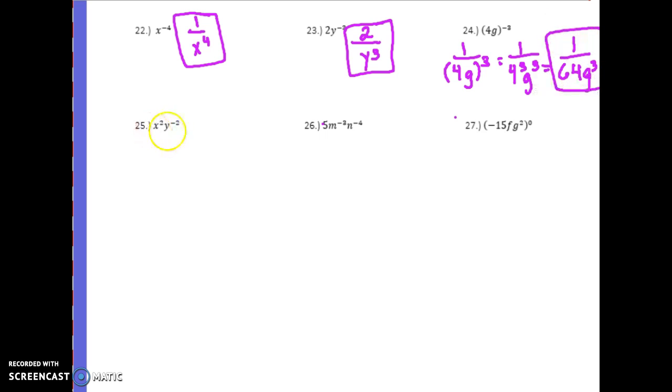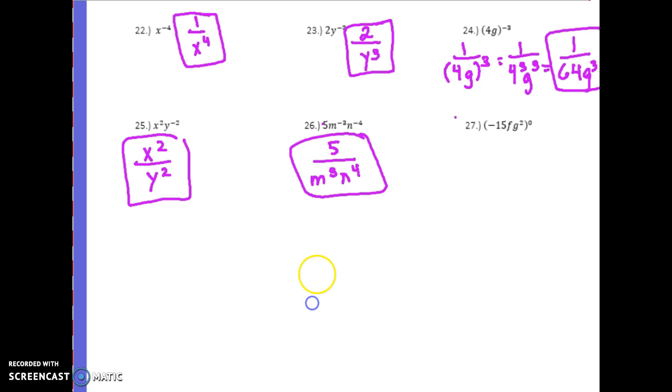Okay. Here I look at my expression. I've got y to the -2, so I am going to just write x squared, and then I'm going to take the reciprocal, and then the y squared would be in the denominator. That would be my final answer. Number 26, both the m and the n have negative exponents, so I'm just going to keep my 5 in the numerator, my m to the 3rd, and then n is going to be to the 4th.